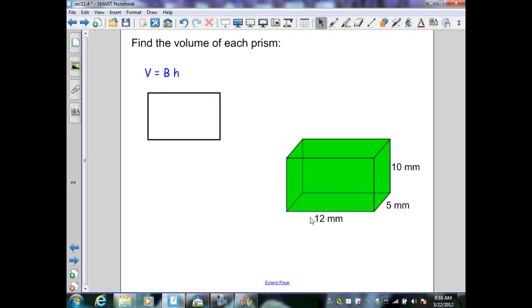In the diagram, I'm given a rectangular prism. The base has a length of 12 and a width of 5. I know the height is 10. Therefore, when I substitute into my volume formula, the base is going to be length times width and the height is 10. Therefore, I substitute 12 times 5 times 10, and I get 600 millimeters cubed. And notice the units are cubic units because I'm talking about a three-dimensional object. Millimeters times millimeters times millimeters would be millimeters cubed.